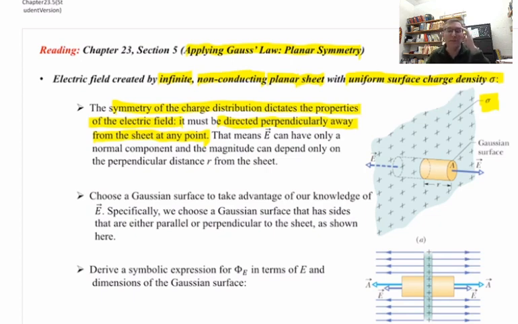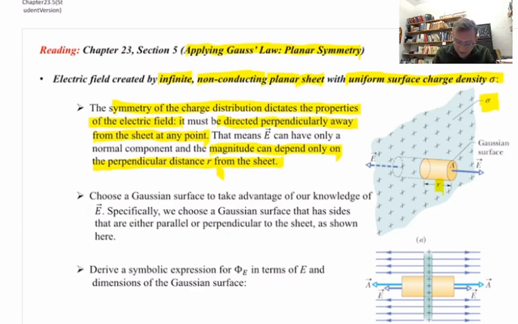And in terms of depending upon any kind of coordinate or position, the only thing that the magnitude of the field can depend on is the perpendicular distance, r, that you are from the sheet. Okay, right there, r. It can't depend upon any coordinate parallel to the sheet, but only the distance perpendicular from the sheet. And it's with that knowledge of how the electric field must behave that we will then pick a Gaussian surface that will enable us to solve for E.